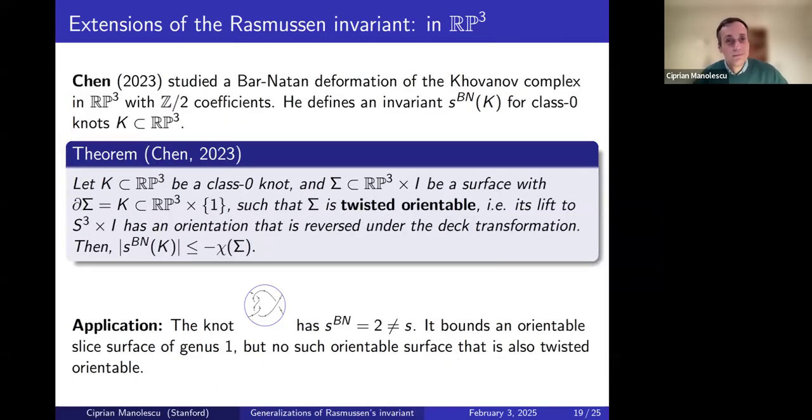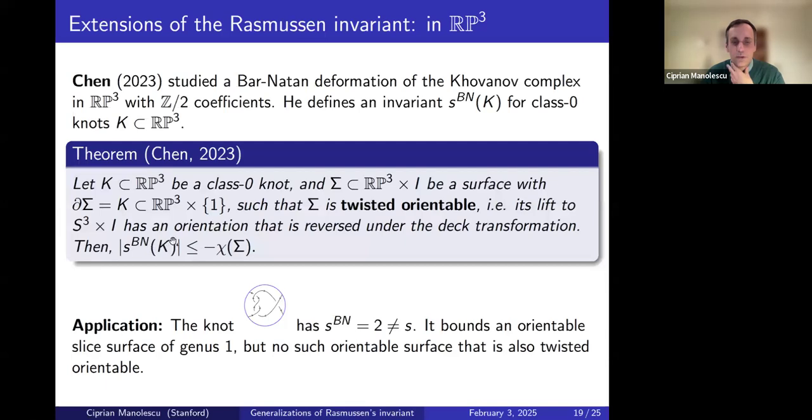Okay, now here's another extension in RP3. So we had one, but there is another one. This was done by my student Darren Chen. He studied a different deformation, similar to the one done by Barnard in S3 with Z/2 coefficients, and you get a slightly different invariant, SBN. What he showed is that this gives lower bounds, so you get some bound on the Euler characteristic of a surface in RP3 times I.